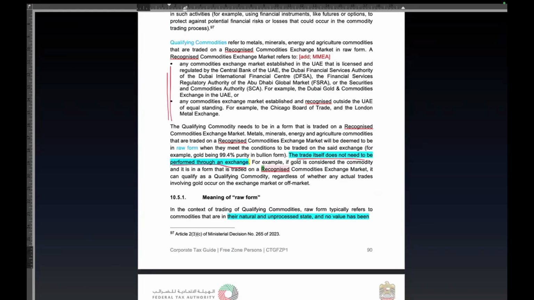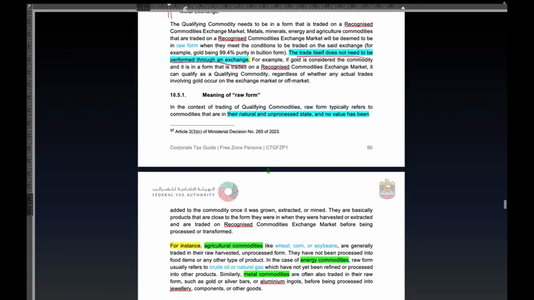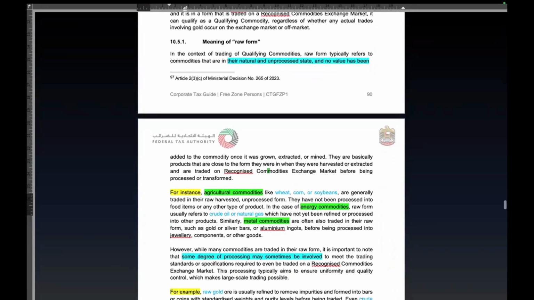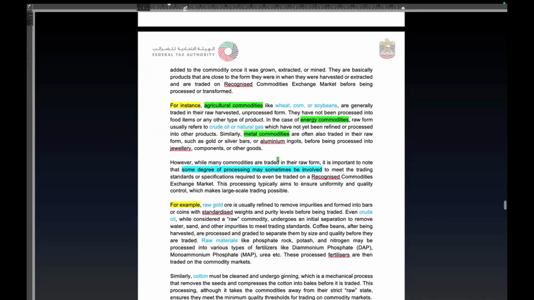Gold is being considered; the gold example we have already discussed. On the raw form, they said that typically these traded commodities must be in the raw form, in their natural and unprocessed state. No value has been added to the qualifying commodity once it was grown, extracted, or mined. For instance, agricultural commodities: wheat, corn, and soya bean. For energy commodities they have given the example of crude oil and natural gas, where you are basically separating the oil from the sand. For metal commodities they have given the examples of gold, silver bars, and aluminum ingots.